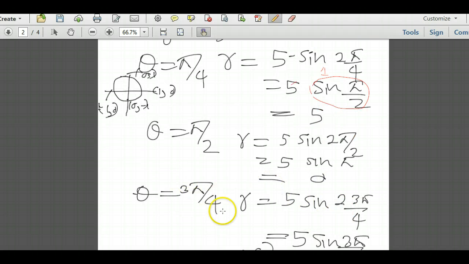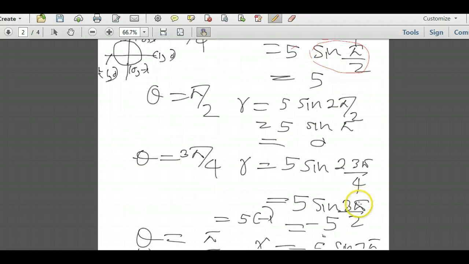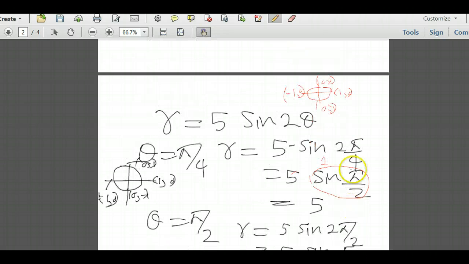Next you go to 3 pi over 4. When you plug in 3 pi over 4, you get 2 times 3 pi over 4, and the 2 and the 4 cancel, so you get 3 pi over 2. Sine 3 pi over 2. What is sine 3 pi over 2?